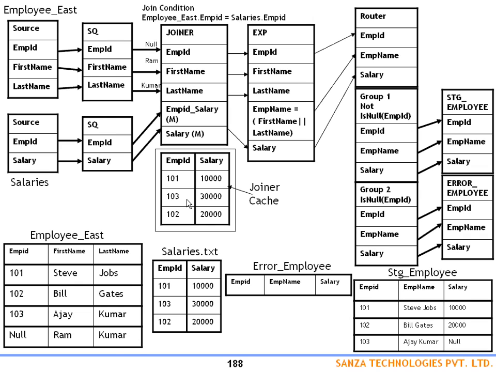So for this record, null Ram Kumar, it will scan the cache and it does not exist. So the record will be dropped in the joiner transformation. It will not go further down. That is the reason that record was not coming to this router transformation and getting loaded into the error employee table. So what will we do?